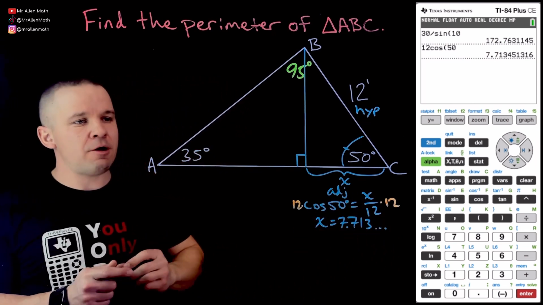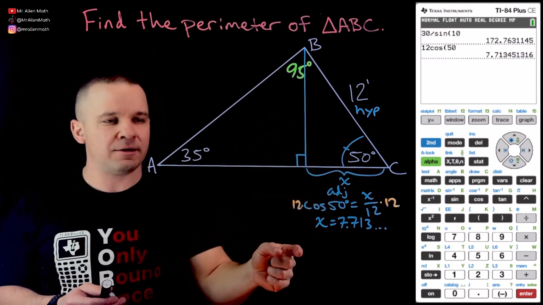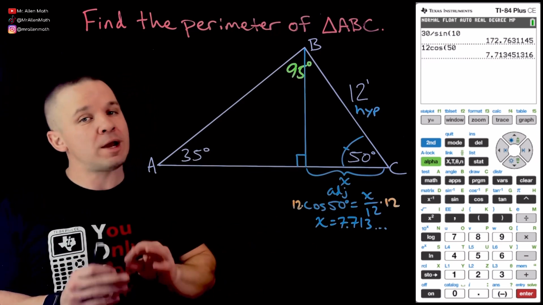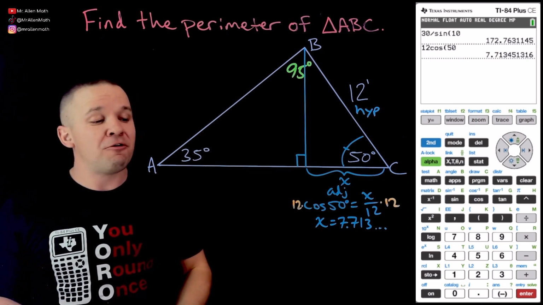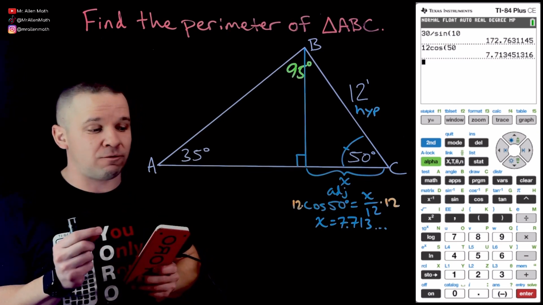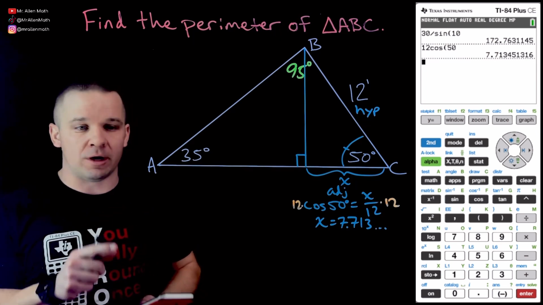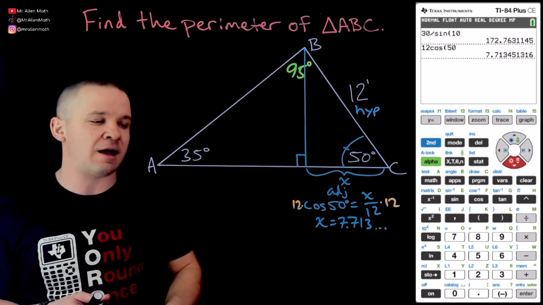I always write it all out in a problem like this because I might use these values again to calculate another length. And you only round once. I'm going to wait till the very end to round my final answer. I'm going to work with the value that's in my calculator, the 7.71345 and so on, if I need it. I'll be able to arrow up and get values, and you can see some old ones in there that I've had.